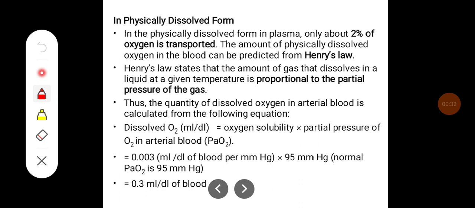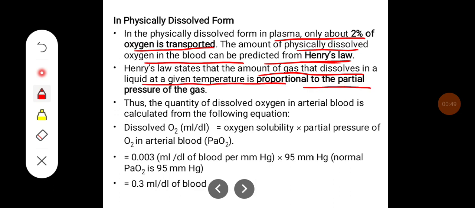In physically dissolved form, in plasma, only about 2% of oxygen is transported. The amount of physically dissolved oxygen in the blood can be predicted by Henry's law. Henry's law states that the amount of gas that dissolves in a liquid at a given temperature is proportional to the partial pressures of the gas.